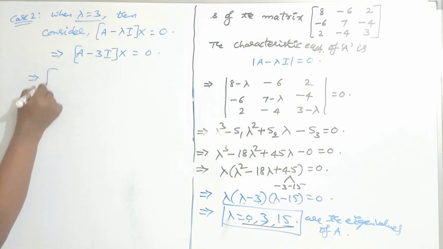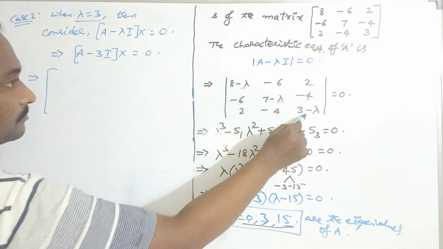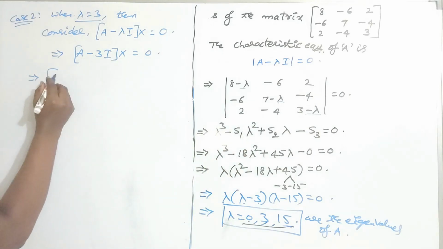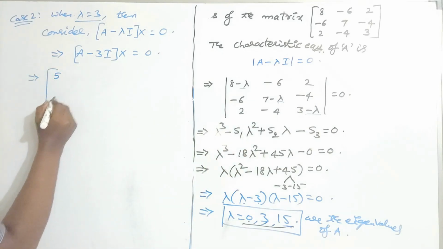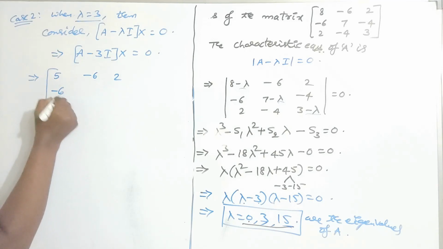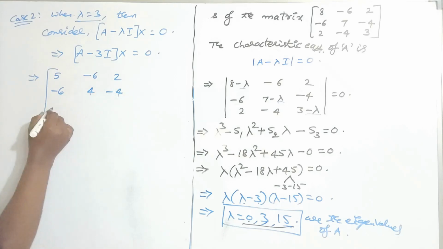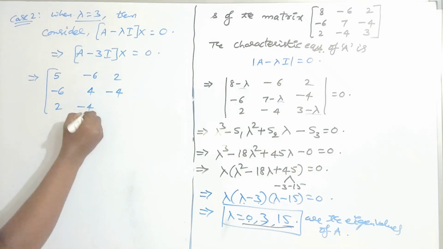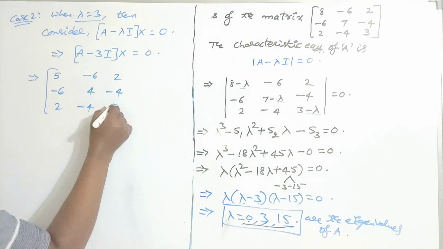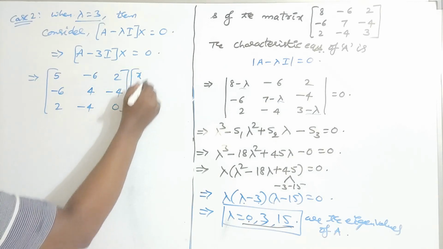What is A minus 3I? Just subtract 3 from the diagonal elements. 8 minus 3, you will get 5. Negative 6. Don't take that as a determinant, it is a matrix. Negative 6. 7 minus 3 is 4. Minus 4, 2, minus 4. 3 minus 3 would be 0. You can solve any two equations for getting a non-zero solution.